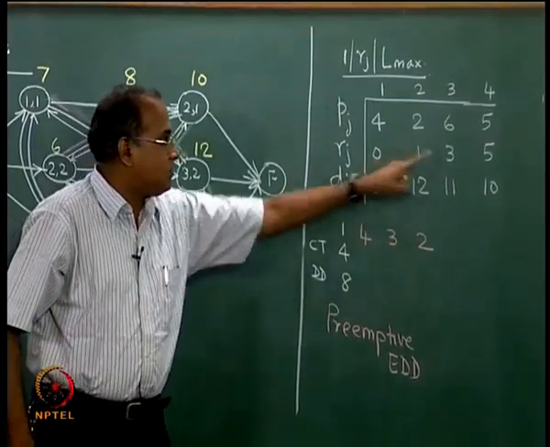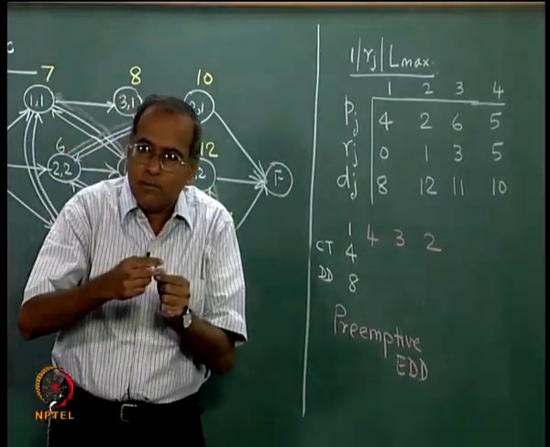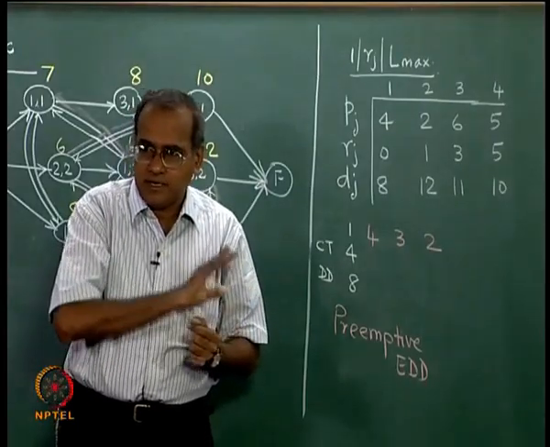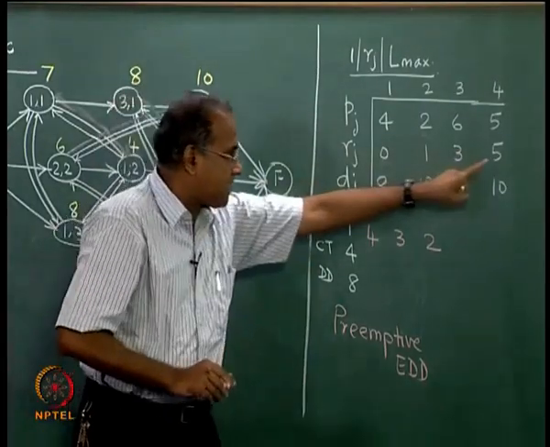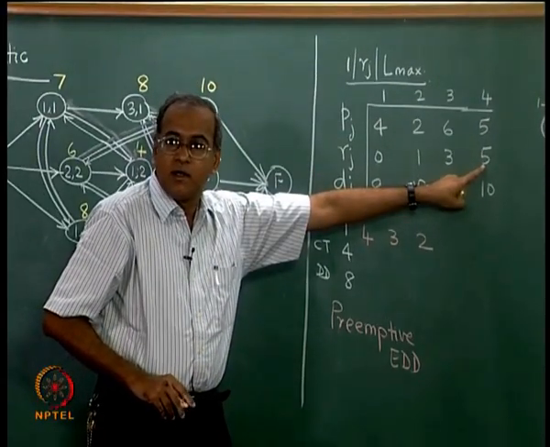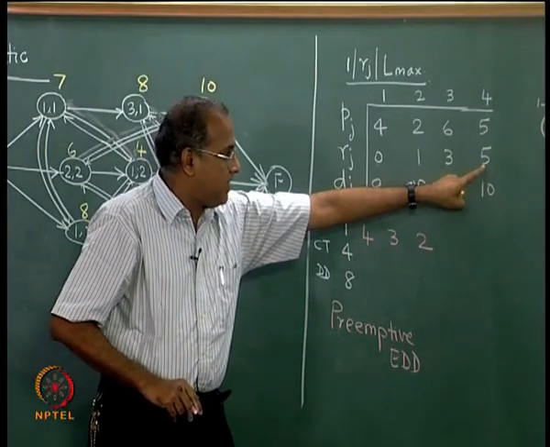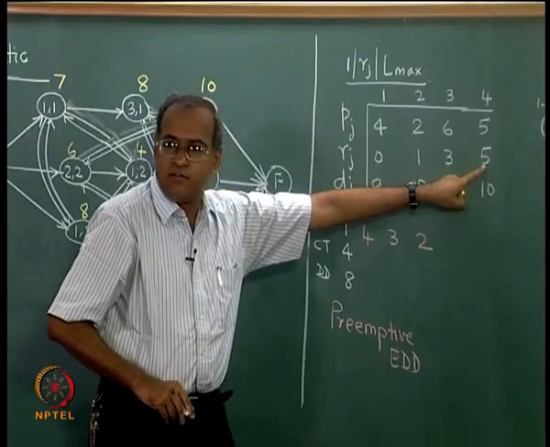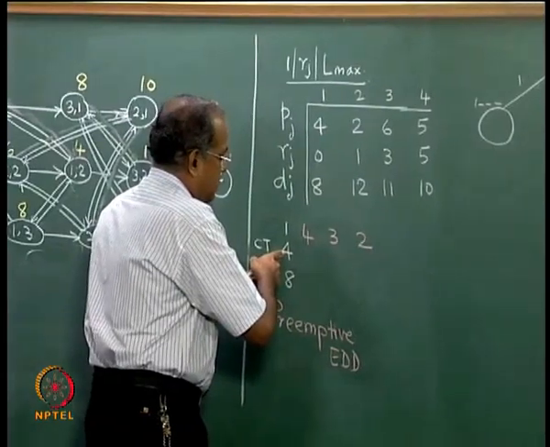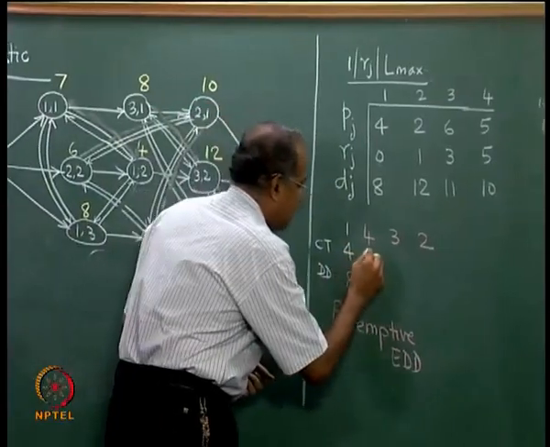3. Now, 3 is available at 3. So, it is like saying I will do 1 minute of processing of job 3, take it out at time equal to 4, then I will enter this one, and so this one will now start at 5 and finish at 10. So, completion time here will be 10.